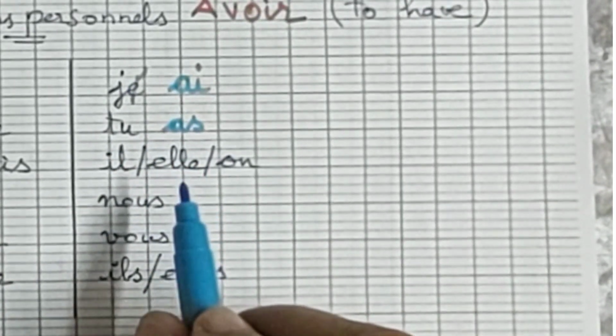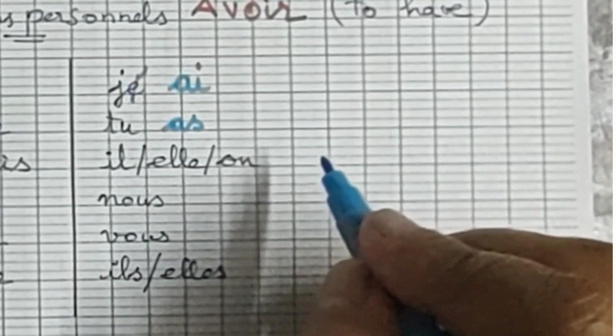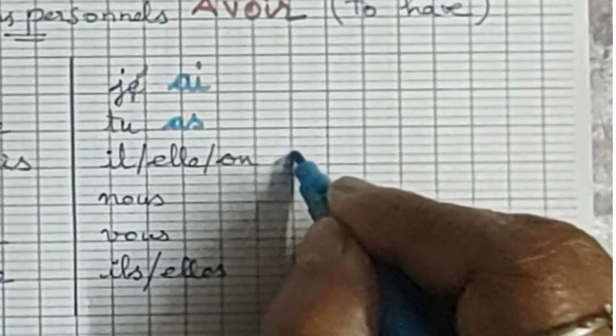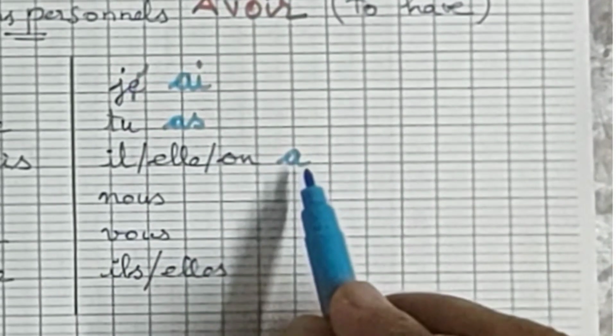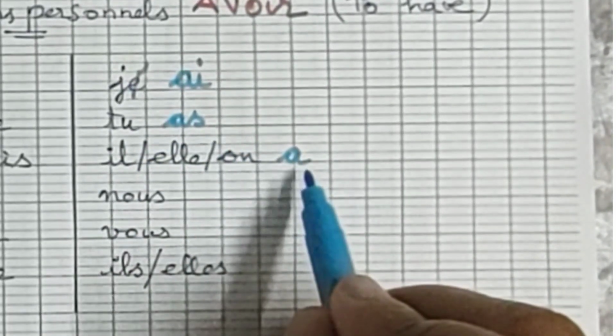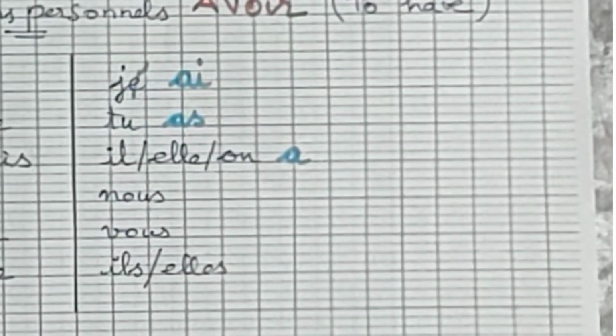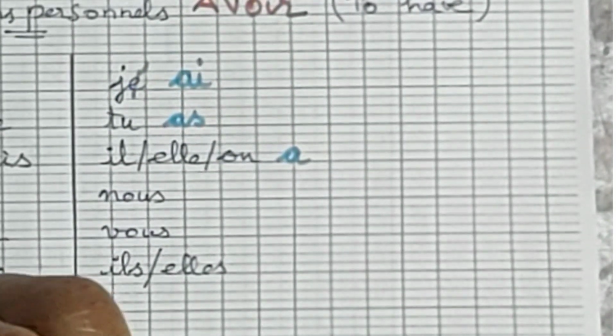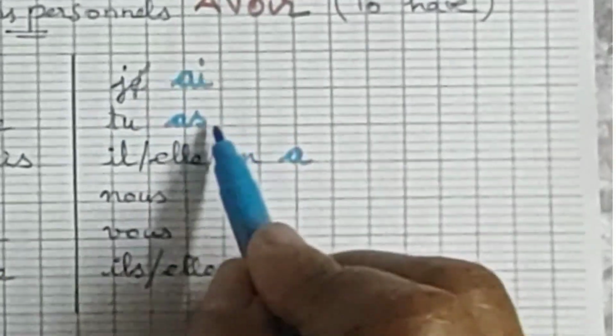Il, elle, on a. So it will be just an A. So you can see here it's A and here it is also A. So we pronounce it the same, but we add an S when it is for tu. Tu as, il a, elle a. Okay, so the only difference is that you add an S.